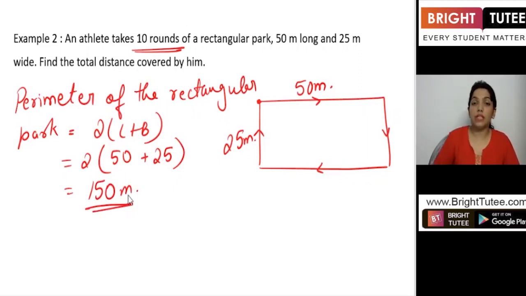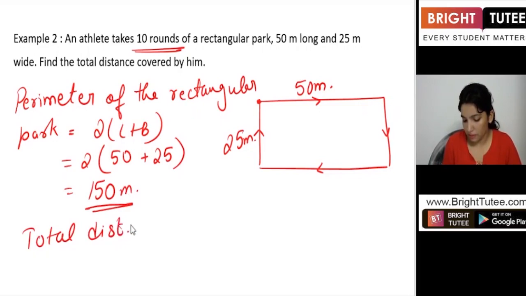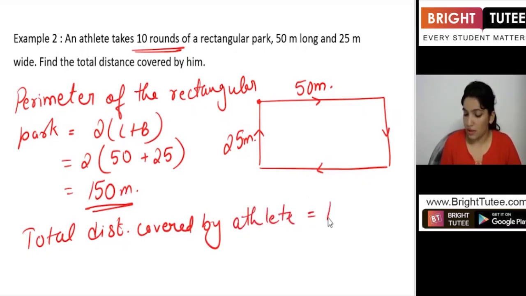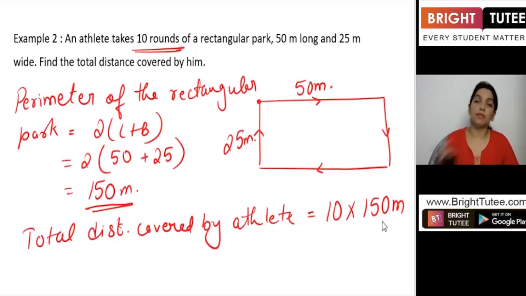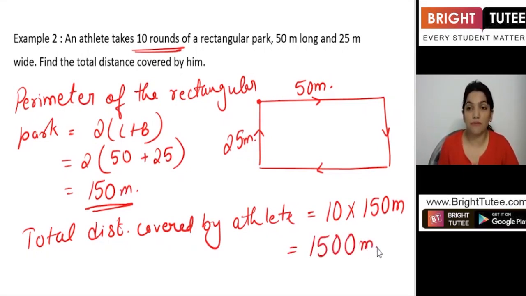Now what do we need? We need to find the total distance covered by the athlete. So total distance covered by the athlete is equal to 10 times 150 meters. I hope this is clear. The number of rounds, we times it by the perimeter. So this gives 1500 meters. That is 1500 meters.